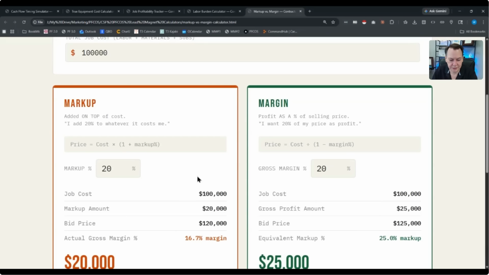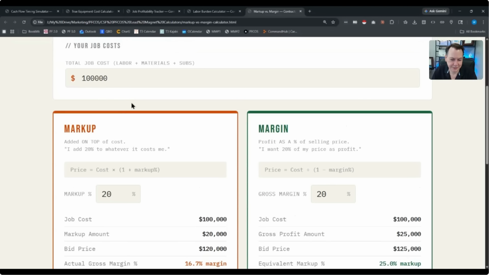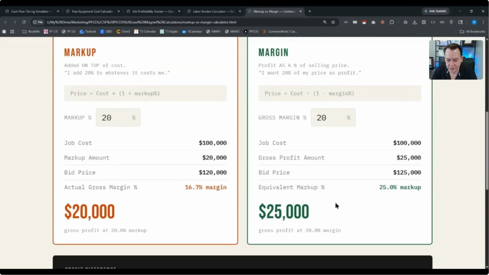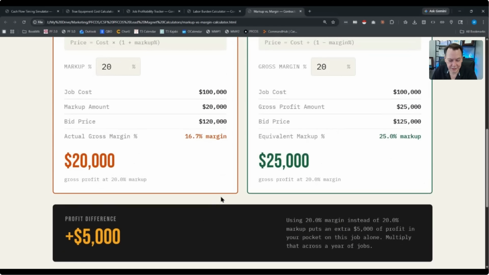So if you're trying to get a 20% margin, you would actually need to be bidding at a 25% markup. Like I said, I did easy math: $100,000, to get 20% of that, you would bid the price at $125,000 and then it costs you $100,000. That's 20%. When you just tack on 20%, that's only a 16.7% margin. You can see very vividly that you're probably not getting the right margin.